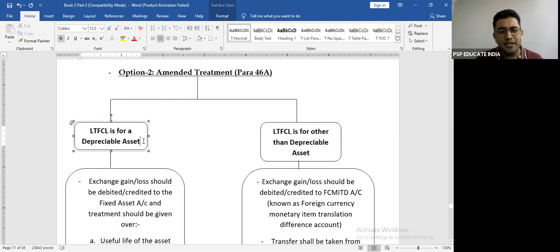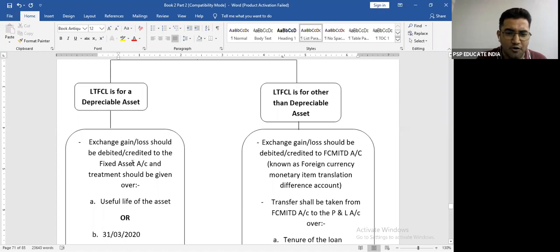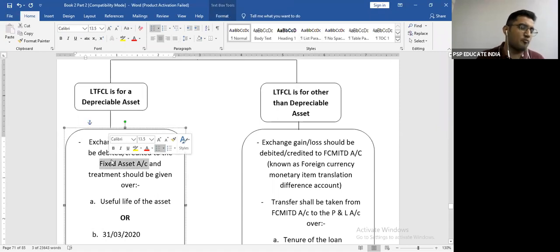It says अगर आपने कोई लोन ली है फॉरेन कंट्री से और वो लोन आपने कोई डेप्रिशिएबल असेट खरीदने के लिए ली है, उस केस में exchange gain or loss should be debited or credited to the fixed asset account. मतलब आप उसको क्या करोगे? कैपिटलाइज करोगे. मान लीजिए 5 लाख रुपए का आपको लॉस हुआ, आपको ज्यादा पे करना पड़ रहा है. क्योंकि आपको ज्यादा पे करना है, ये आपके लिए एक्सपेंस है, आपकी असेट की कॉस्ट बढ़ रही है, आप असेट की कॉस्ट में ऐड कर दोगे.